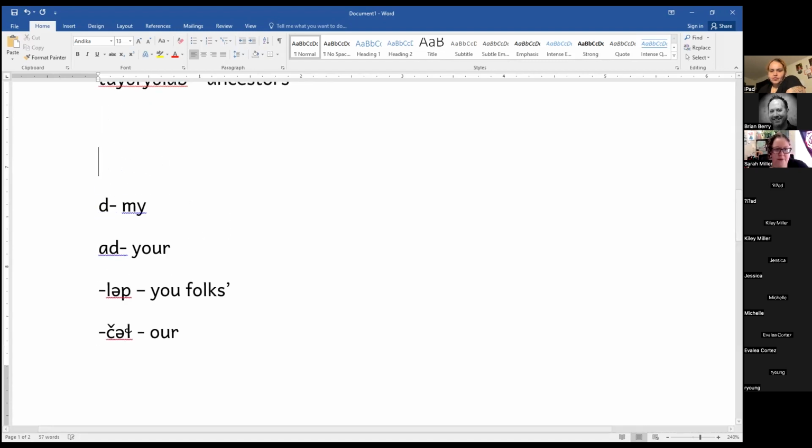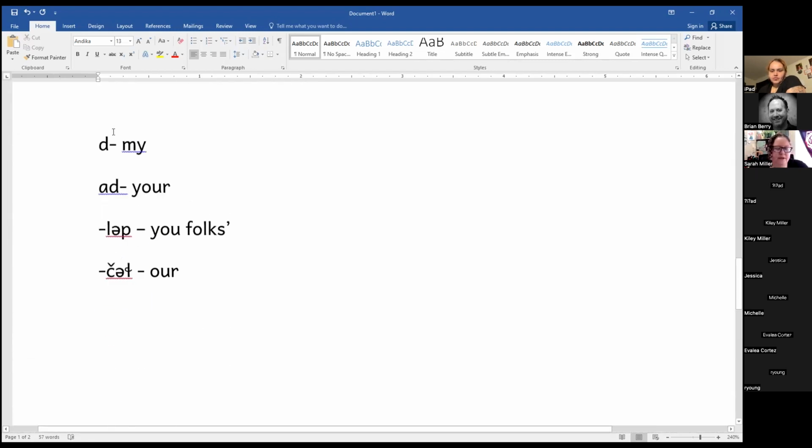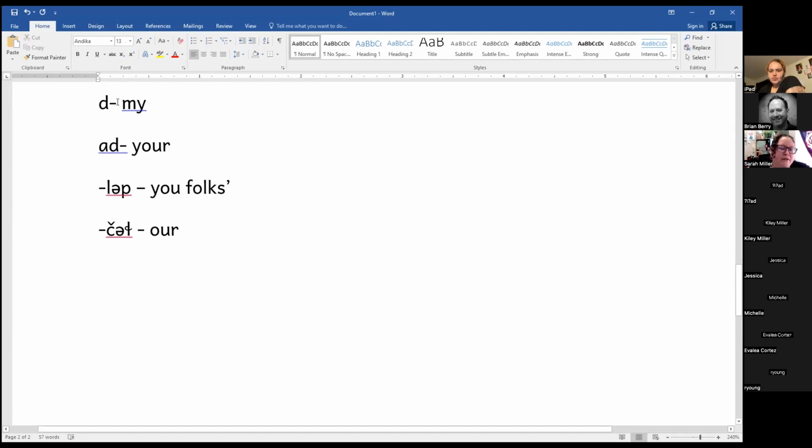Let's put this on. So d and odd, you'll see that they've got the little dash behind them. That means they go in front of a word. Whereas these two, you see the little dashes in front. That means they go behind a word.